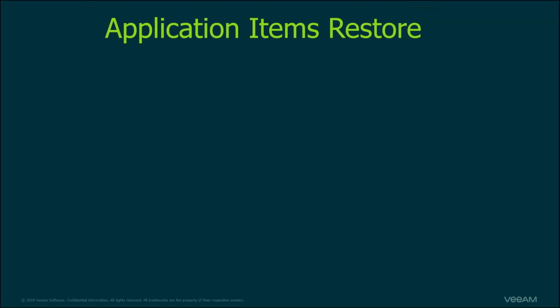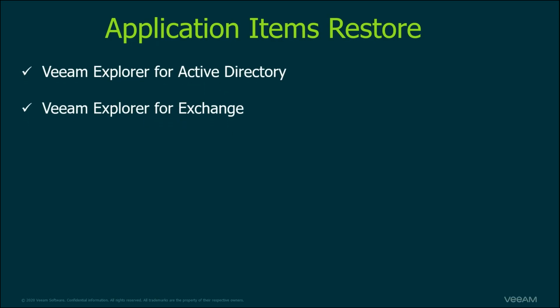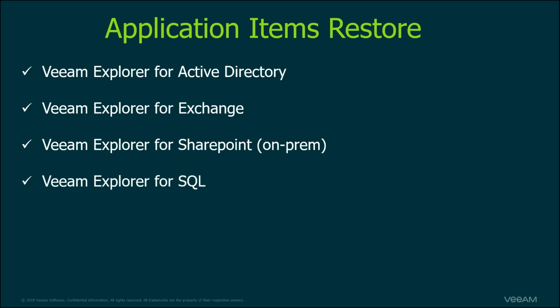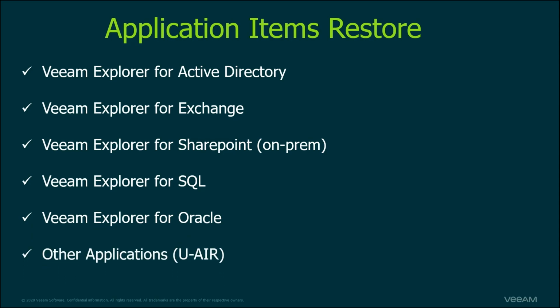Now, last but certainly not least, we're going to talk about the application item restores. So these are going to be our Veeam Explorers. The Veeam Explorers are part of the backup and replication package and allow point-in-time granular restores for major applications. These include the Veeam Explorer for Active Directory, Exchange, on-premises SharePoint, SQL, Oracle, and other applications. With that, let's look at the components involved.